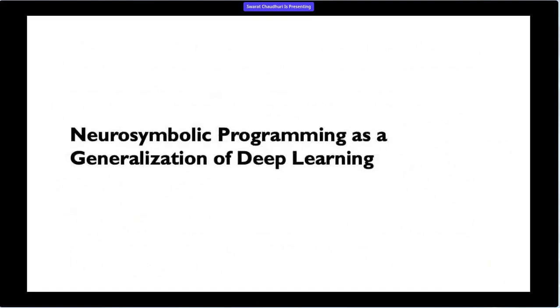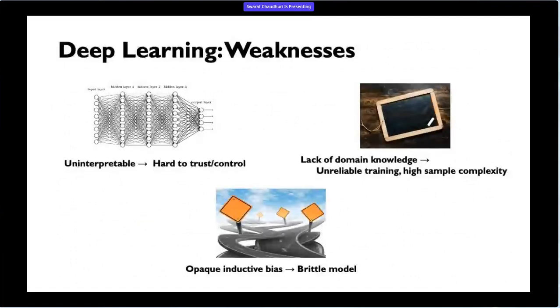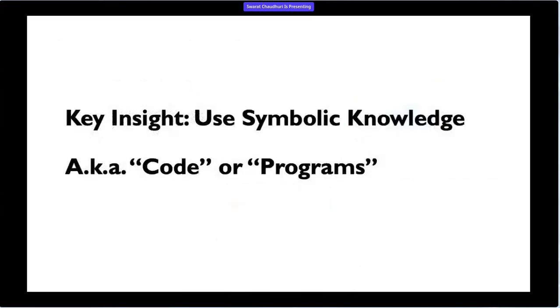Now, all of this is great, right? Where does neurosymbolic programming come in? And here we again go back to these weaknesses that we talked about earlier, the opaqueness, the lack of interpretability, the brittleness potentially, the complexity of training, all of these problems we want to address using symbolic methods. So let's see what that looks like. How do we specifically use symbolic knowledge or code or programs in order to address some of the challenges that you see in deep learning?